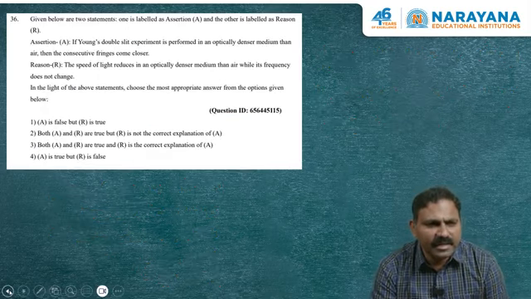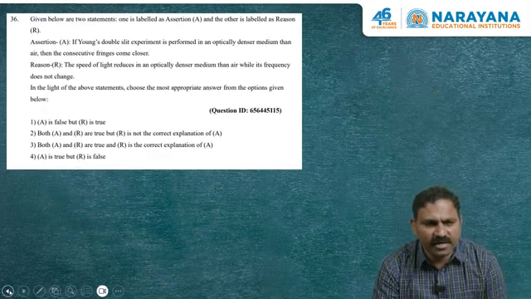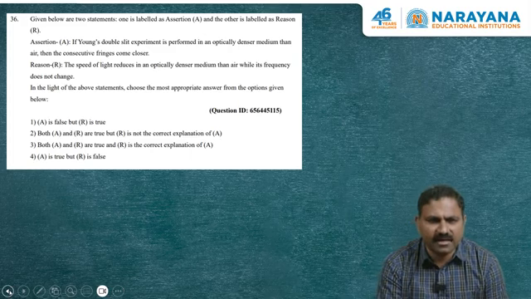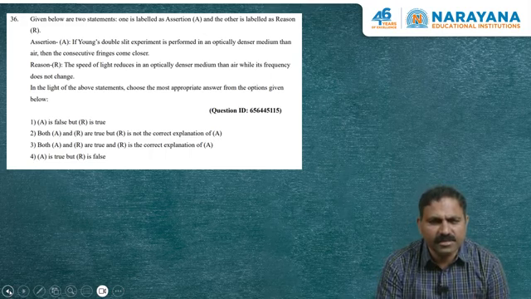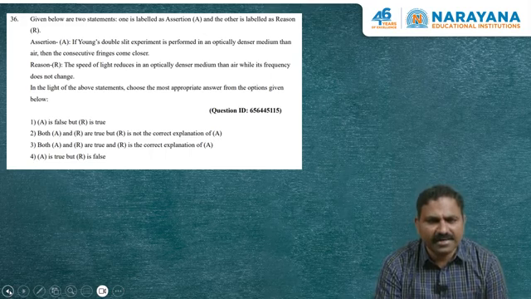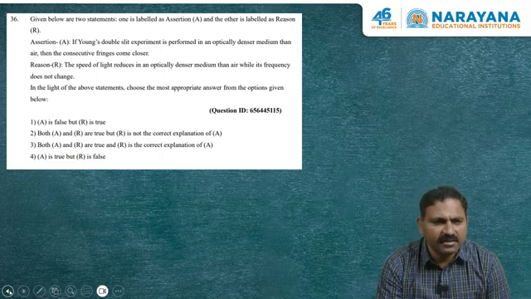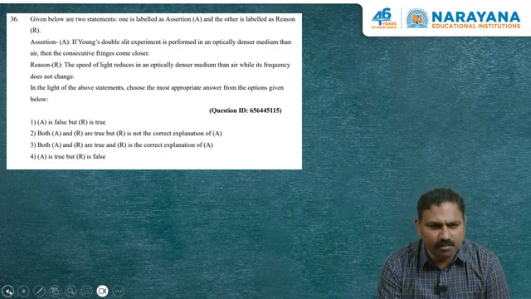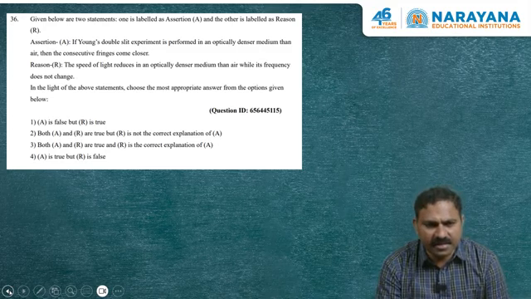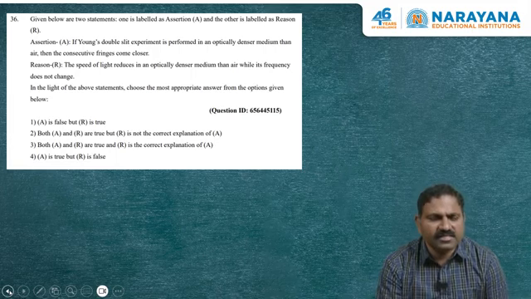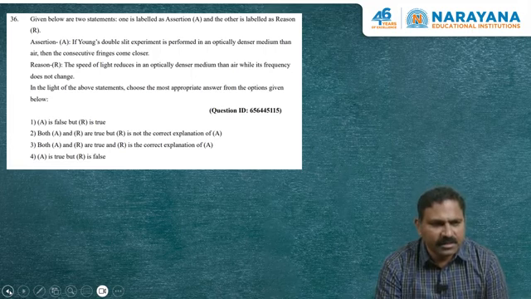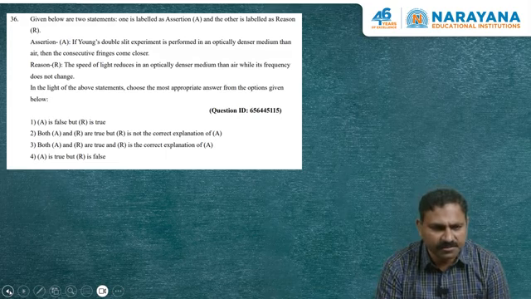36th question. Given below are two statements, one is labeled as assertion and other is labeled as reason. If Young's double slit experiment is performed in an optically denser medium than air, then consecutive fringes come closer. Second statement, speed of light reduces in an optically denser medium than air while its frequency does not change. In the light of above statements, choose the most appropriate answer from the options given below.